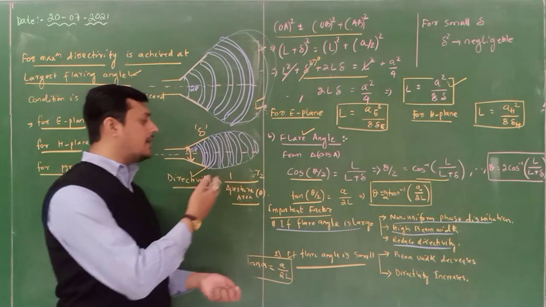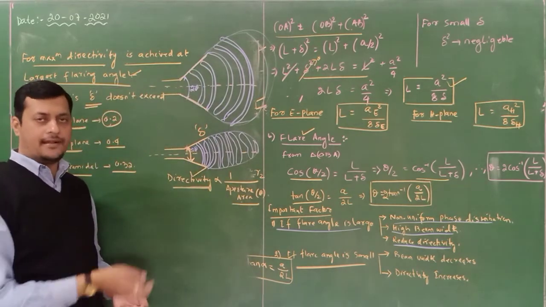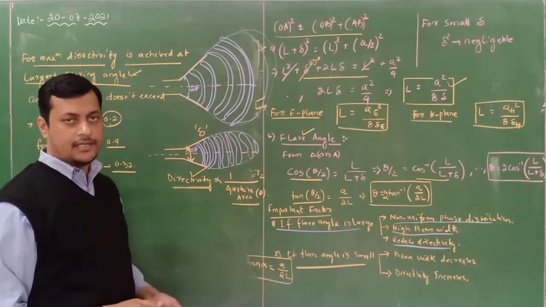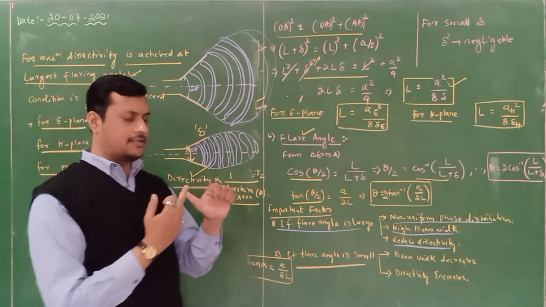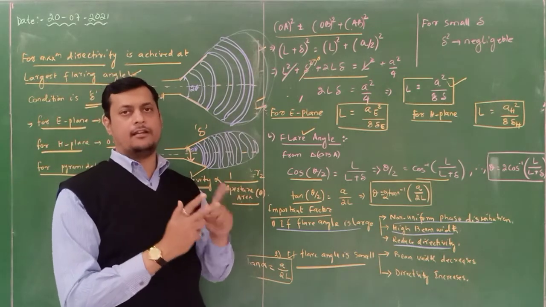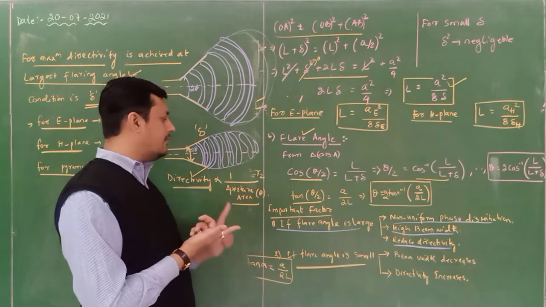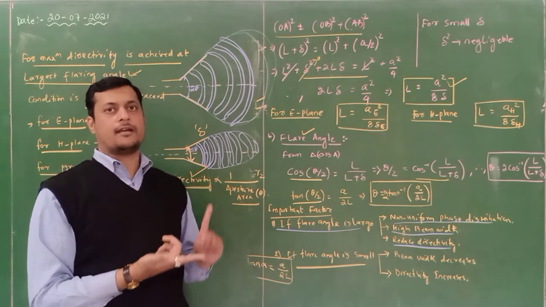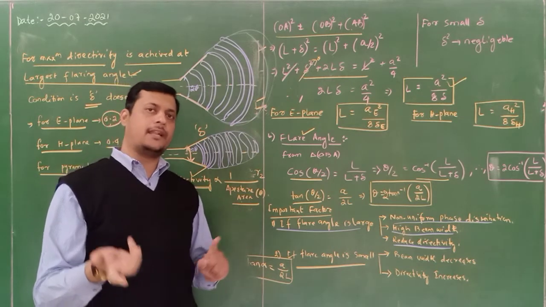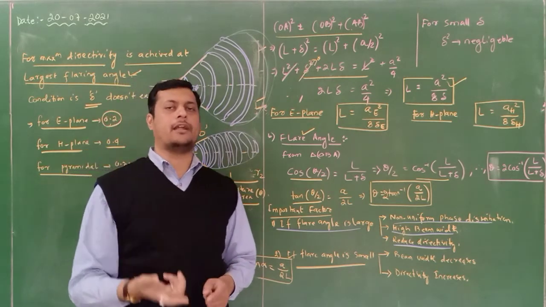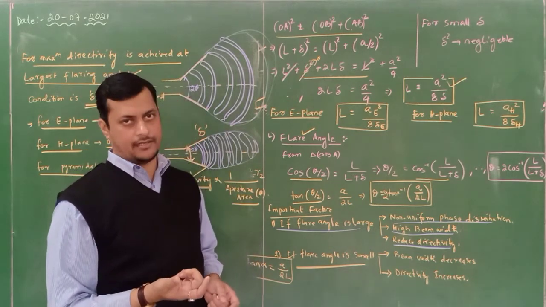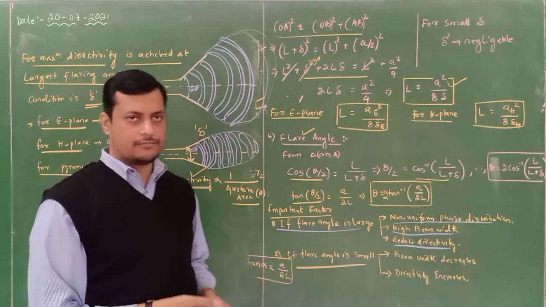So these are the important factors behind the horn antenna geometry. What are the factors? First, axial length, flaring angle, directivity, beam width, and aperture area, gain, because aperture area will come into the picture when we are discussing the gain of an antenna. That we will discuss now.